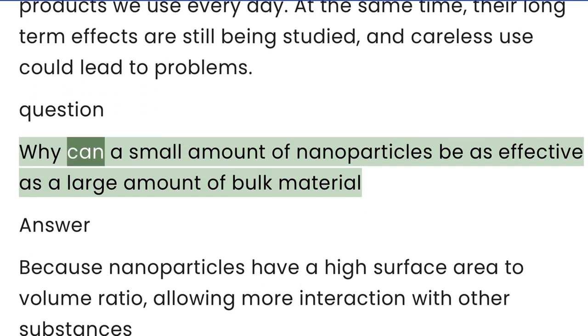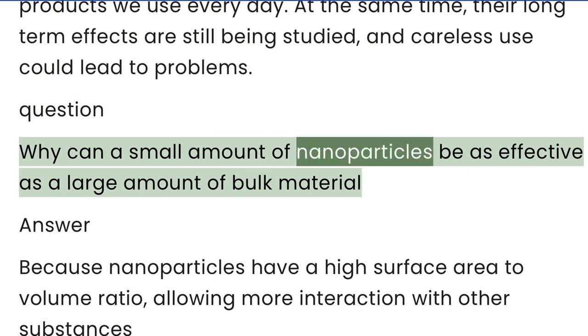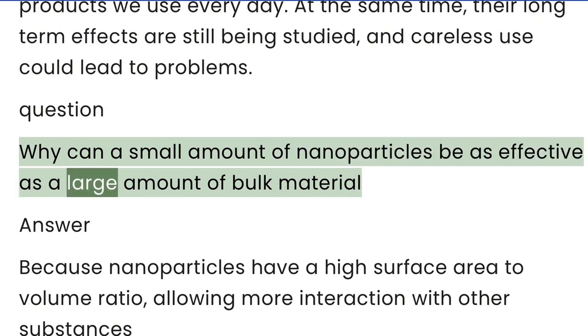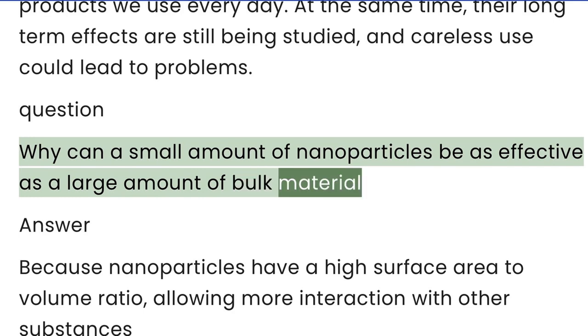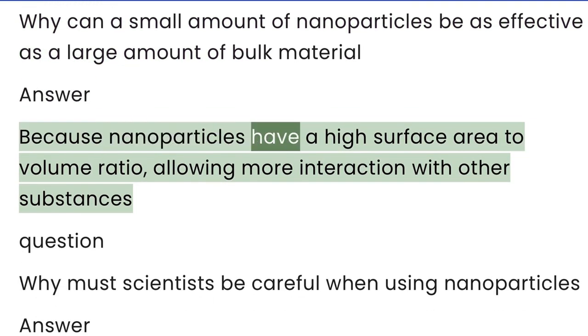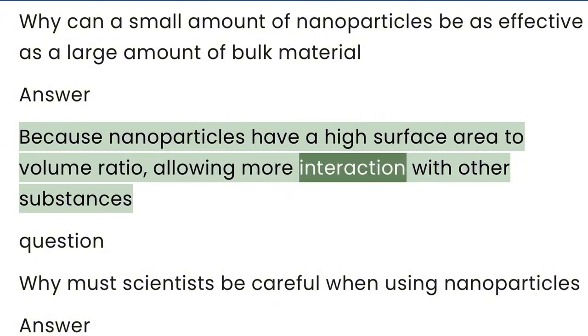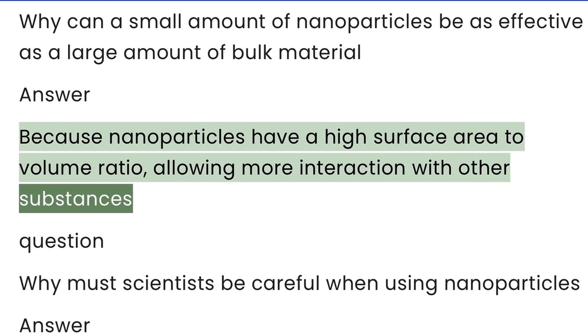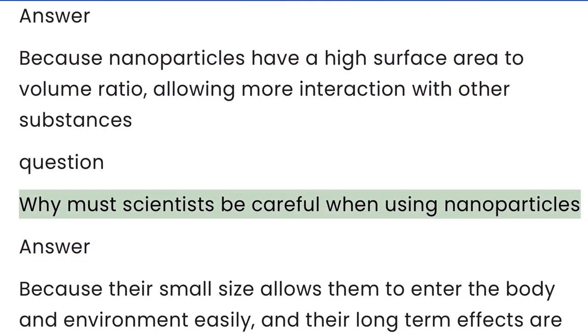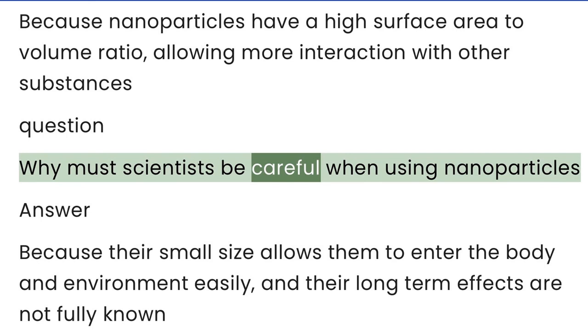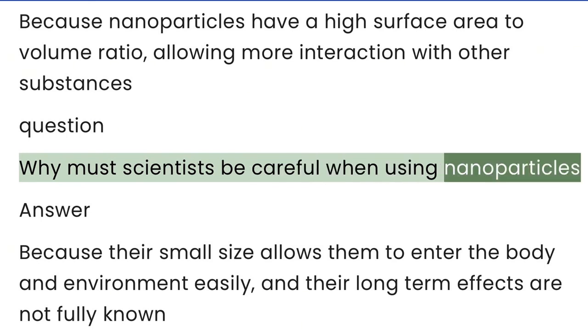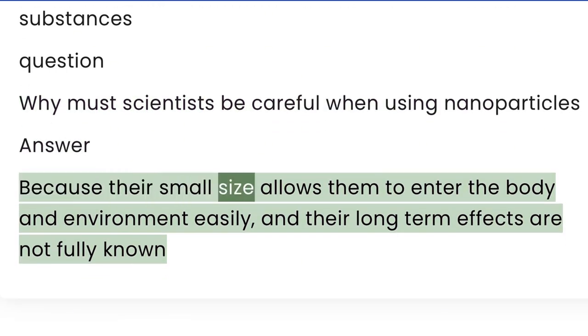Question: why can a small amount of nanoparticles be as effective as a large amount of bulk material? Because nanoparticles have a high surface area to volume ratio, allowing more interaction with other substances. Question: why must scientists be careful when using nanoparticles? Because their small size allows them to enter the body and environment easily, and their long-term effects are not fully known.